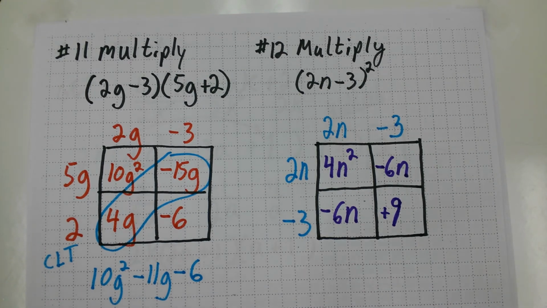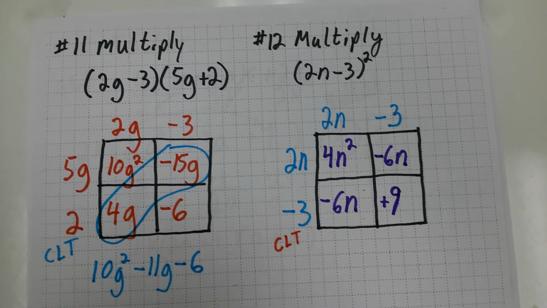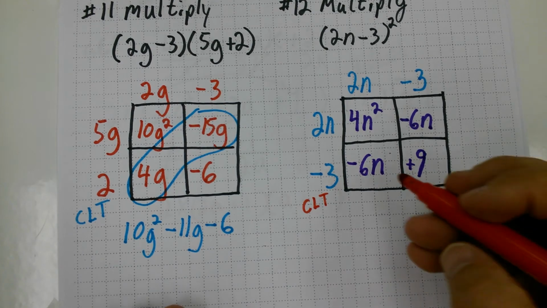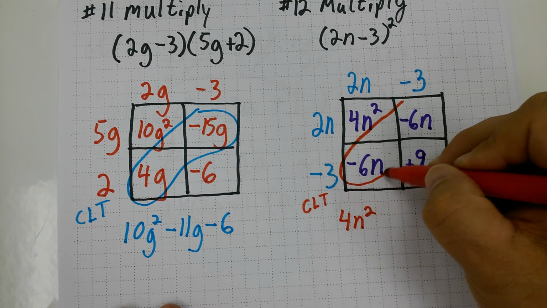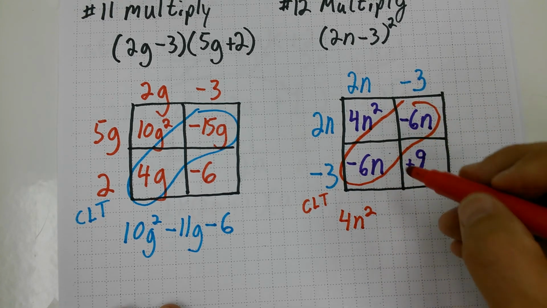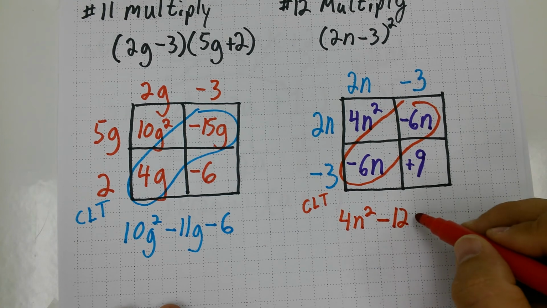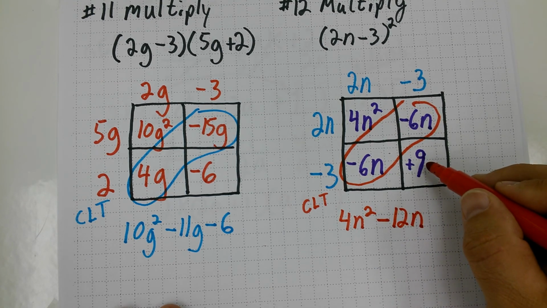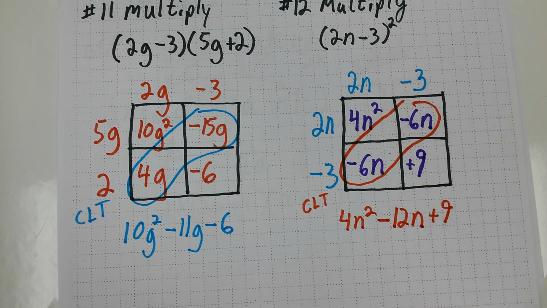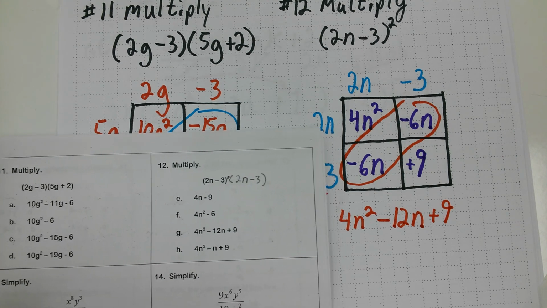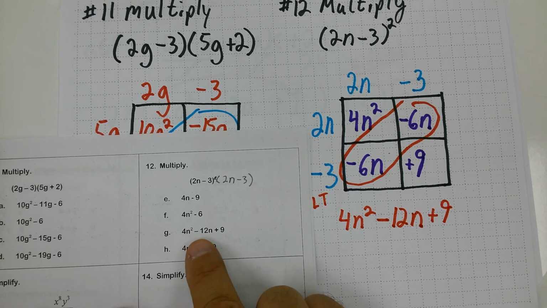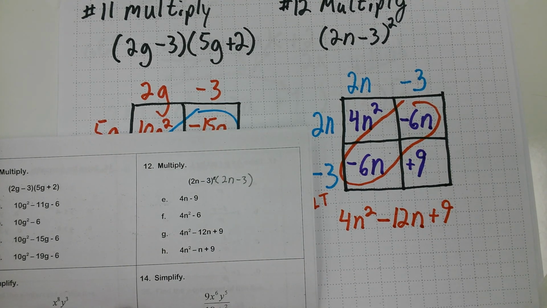Now let's see what happens when we CLT this case. We combine like terms. I have 4n squared all by itself, so 4n squared comes out. And on the diagonal, these combine nicely. Negative 6n minus 6n gives me negative 12n. And last but not least, I have a plus 9. So I add that 9 at the end, and then I take a look to see if any of these line up with my PERT choices. And there it is: 4n squared minus 12n plus 9 is choice G from the PERT practice test.